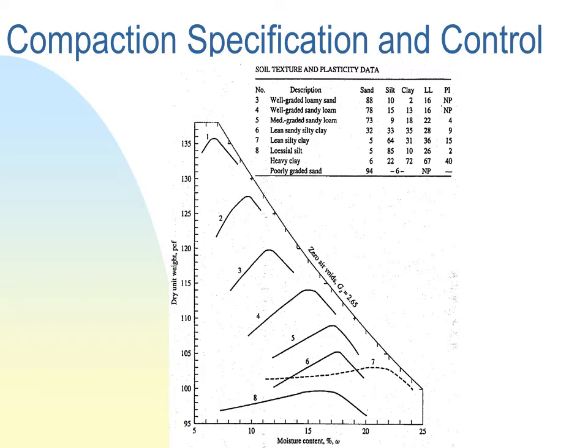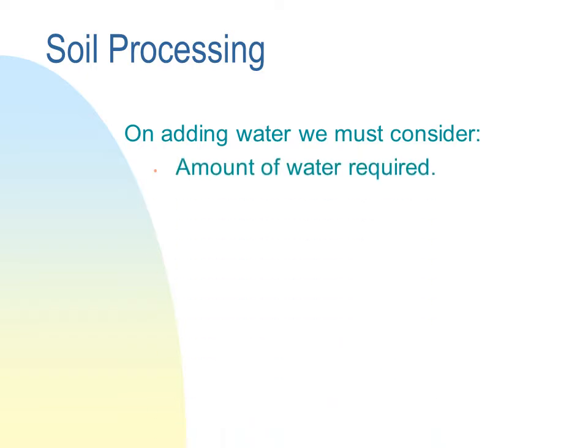So in order to maximize the dry unit weight, you need to target the optimum moisture content at which this dry unit weight will be maximized. So in order to do this, we need to process the soil. So when adding water, you must consider the following.